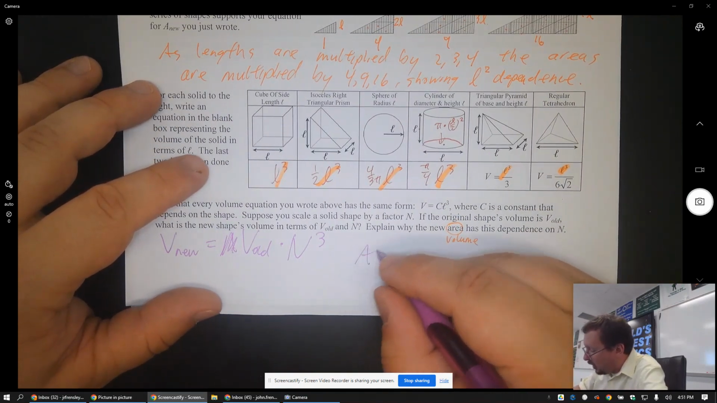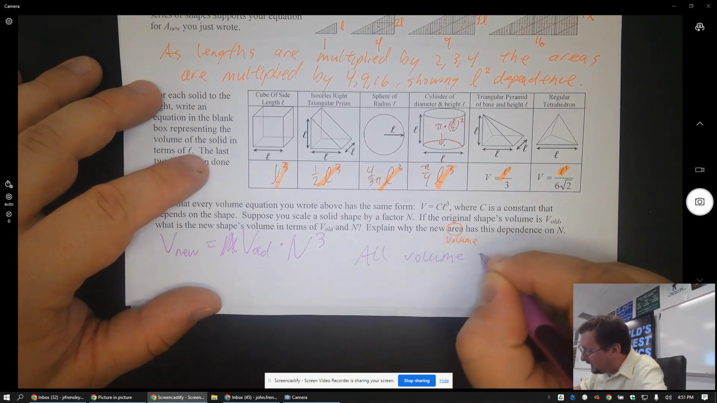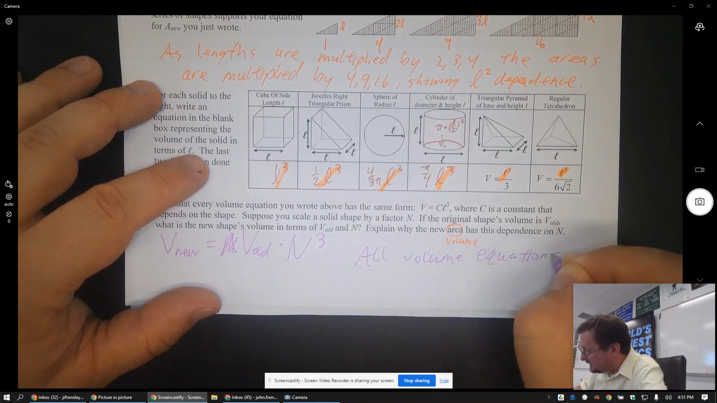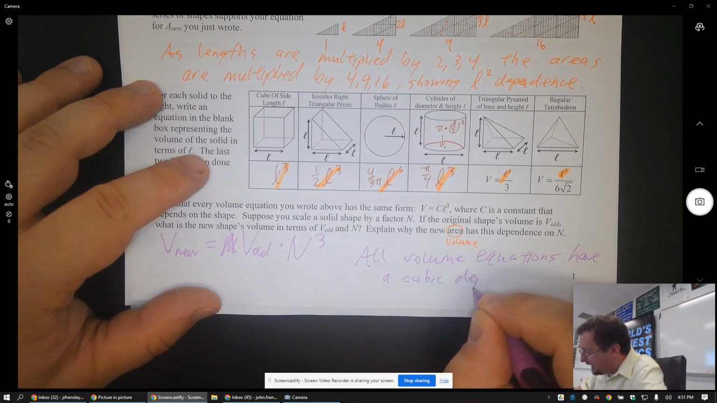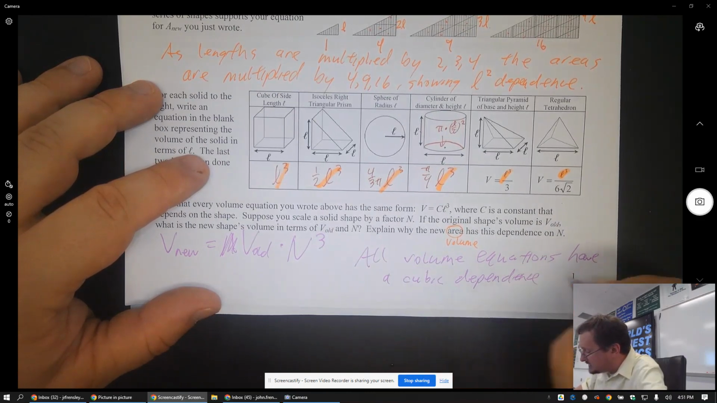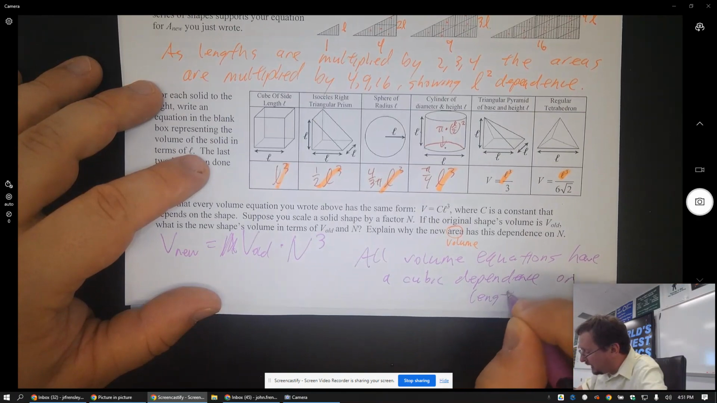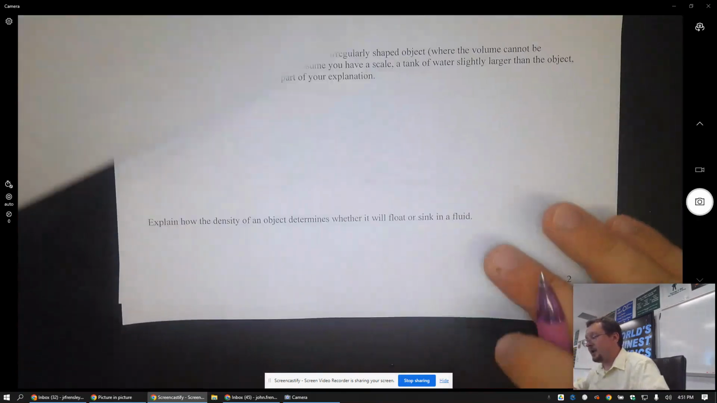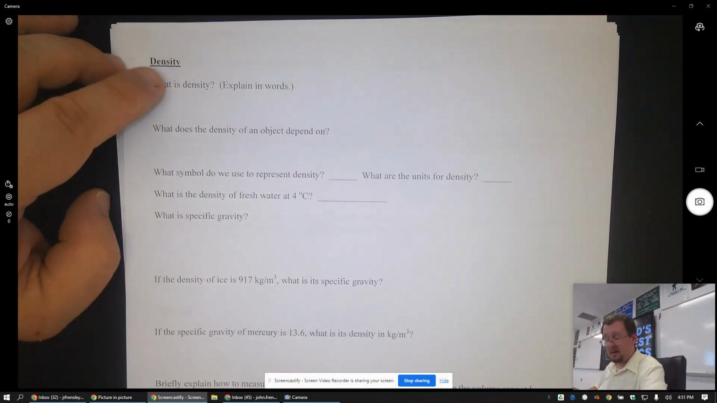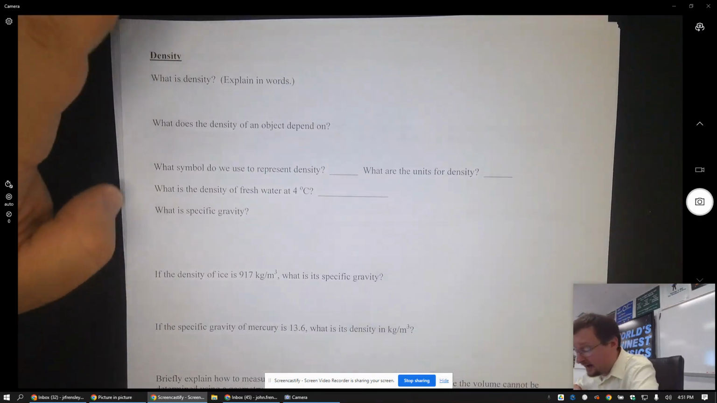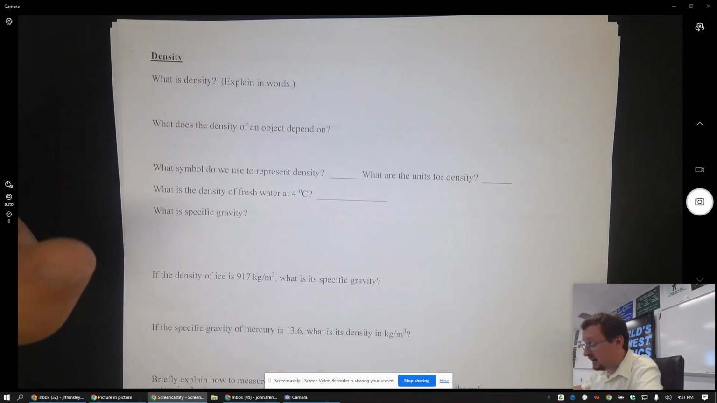Why? Because all volume equations have a cubic dependence on length, right? Okay, so that's why that is. All right, so that was all about geometric scaling. That's a skill I would want to make sure students start off on if they haven't done it any earlier in the year. They're going to really need it here in fluids.